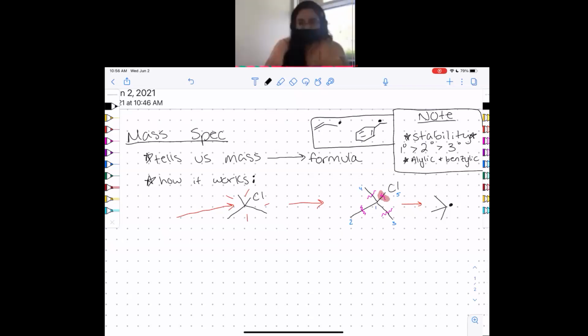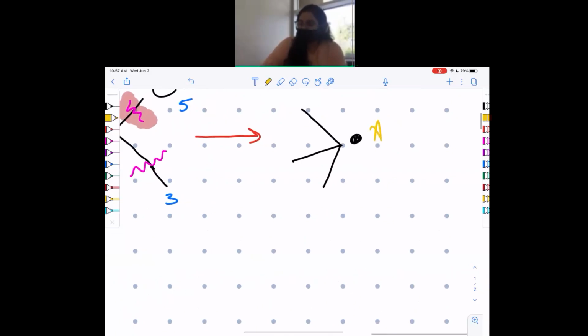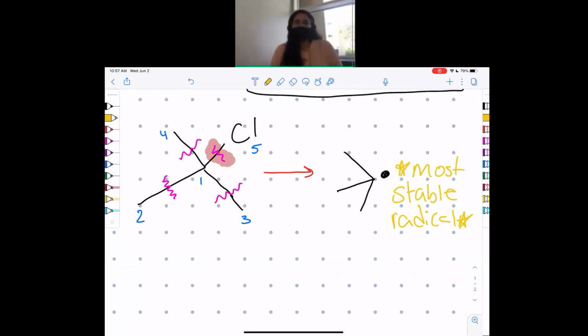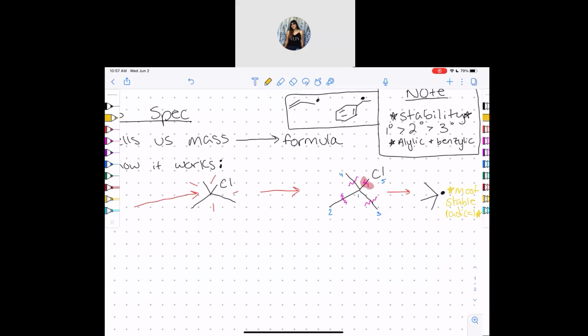Okay, now that we've got that covered, this is going to be our most stable radical. And we have a very special way to denote this radical. It has its special peak, actually. Do you happen to know what that peak is called? The most stable one is the base peak, right? It's the one that you have the most of.